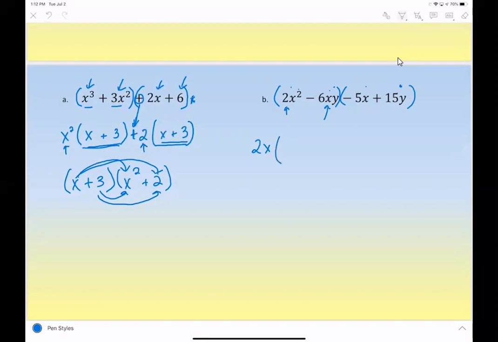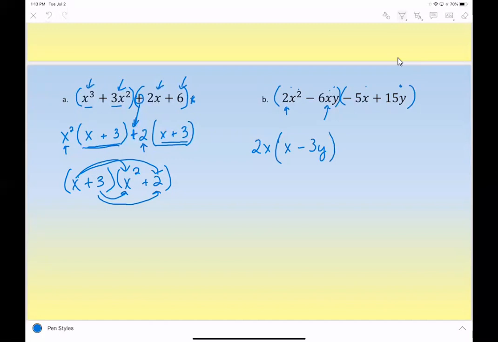So what I'm going to do is start a parentheses. 2x squared divided by 2x is x. And then negative 6xy divided by 2x will give us a negative 3. The x's will go away, and I'll have my y.